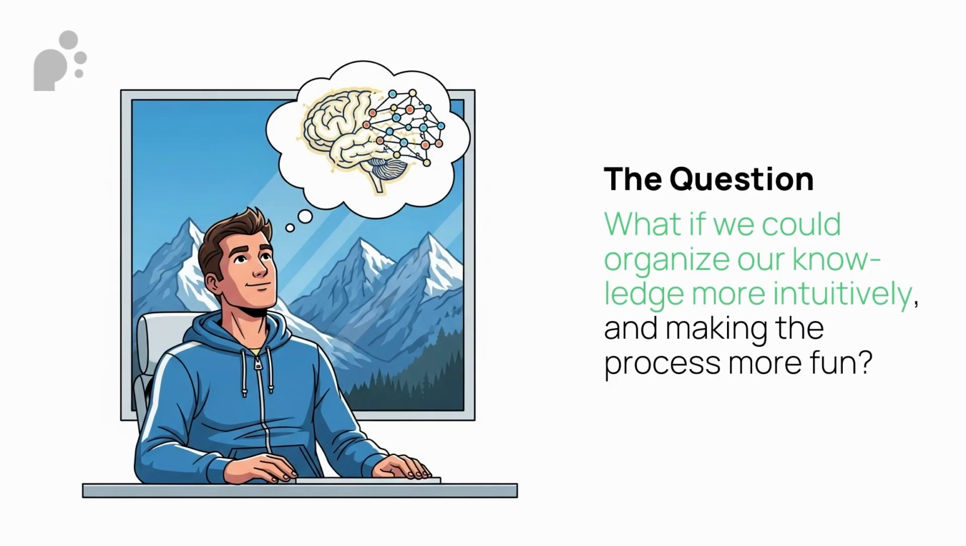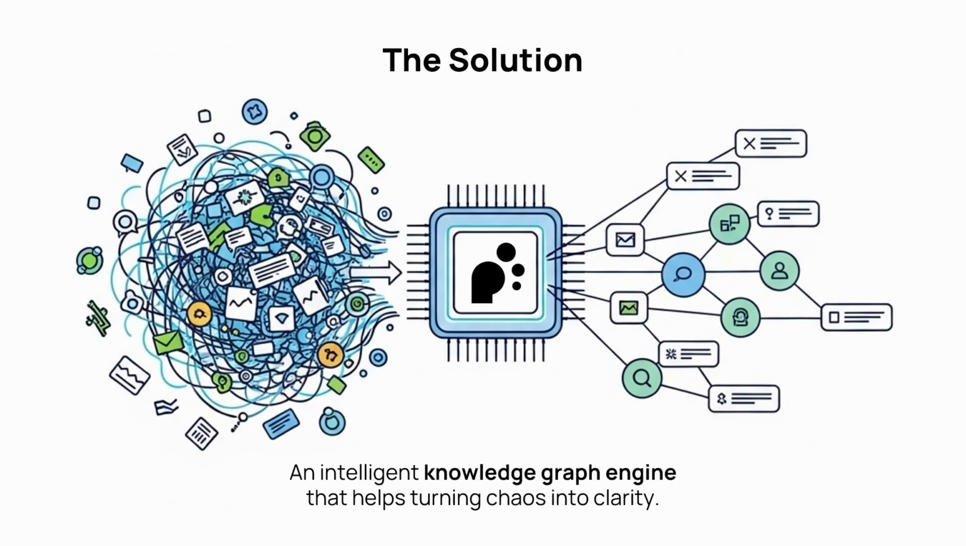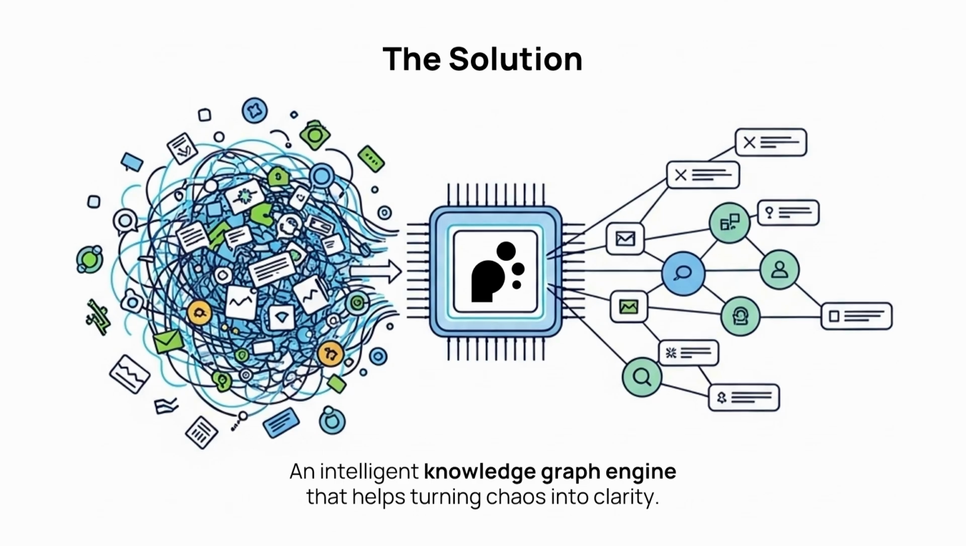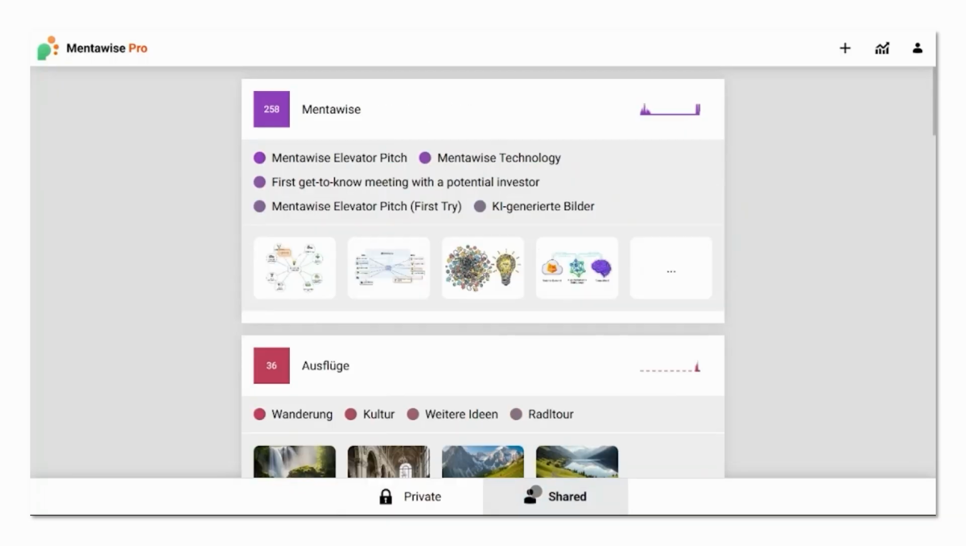The question we asked is, what if we could organize our knowledge more intuitively, making knowledge management activities and processes more fun? The solution is an intelligent knowledge graph engine with a strong proprietary graph visualization toolkit that helps turning chaos into clarity. With Mentawise, you organize your knowledge in end-to-end encrypted, private, and shared spaces.